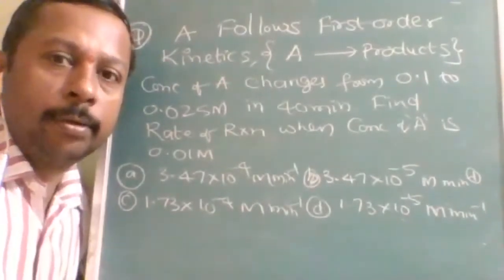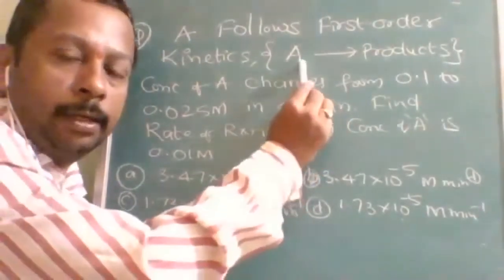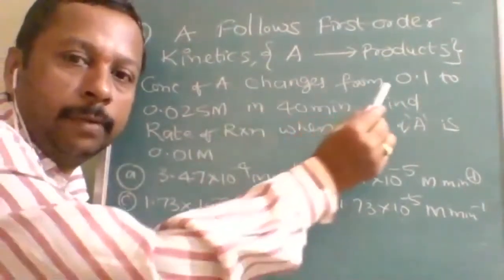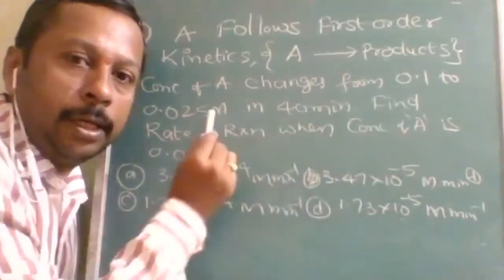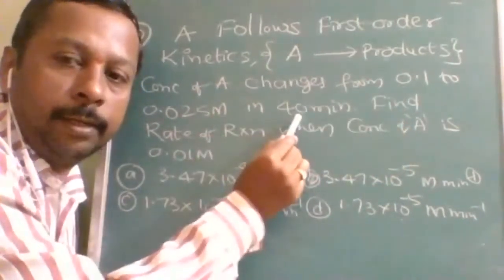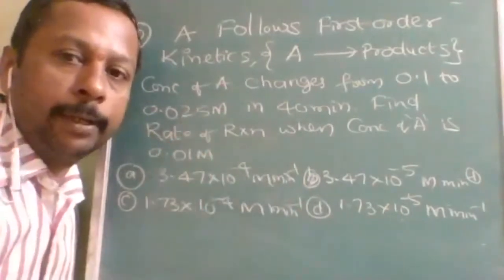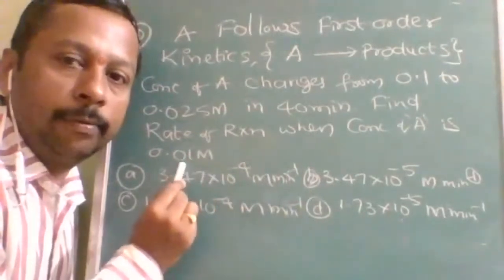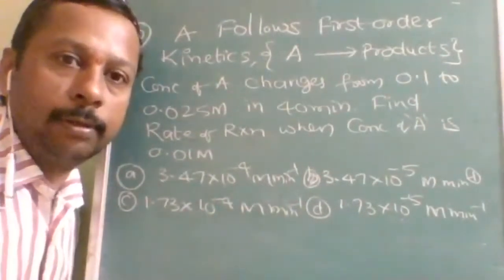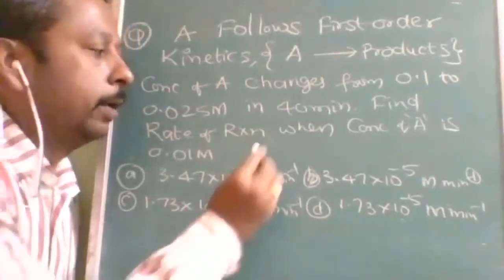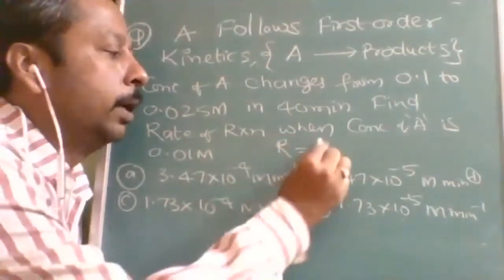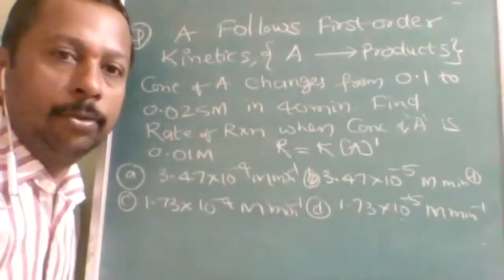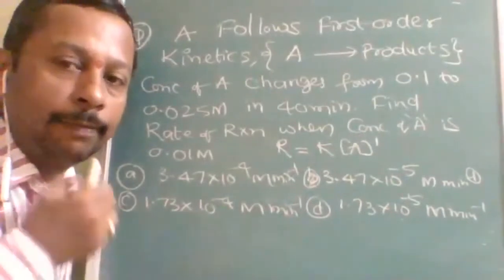Okay, here is the next question. A reaction is given where A gives product. The concentration of A was initially 0.1 and after 40 minutes it became 0.025. Then find the rate of reaction R when the concentration of A is equal to 0.01. I will give you the hint: the formula will be R is equal to K into A to the power of 1. You can solve it and tell me the final answer.